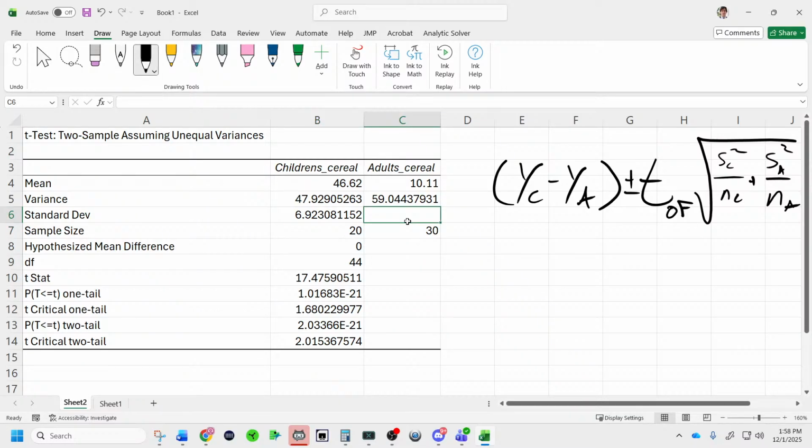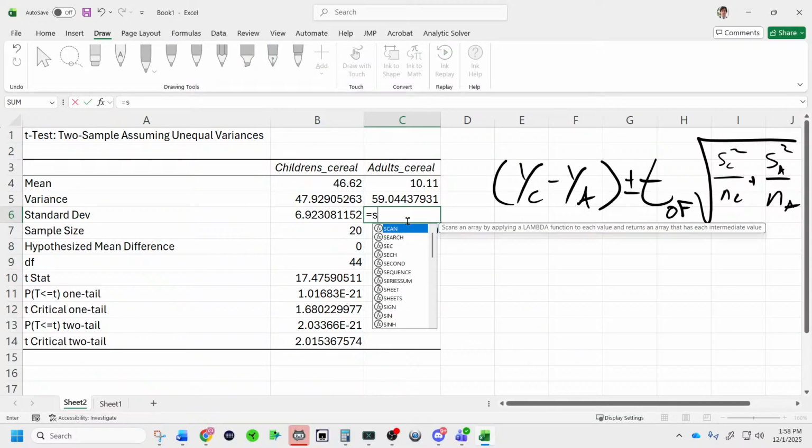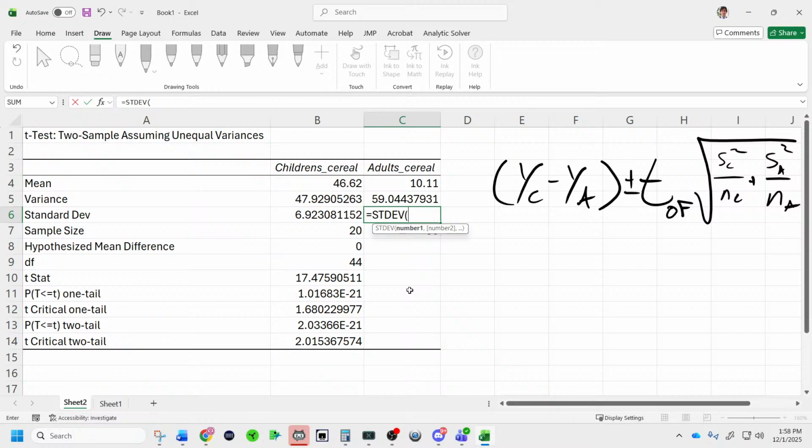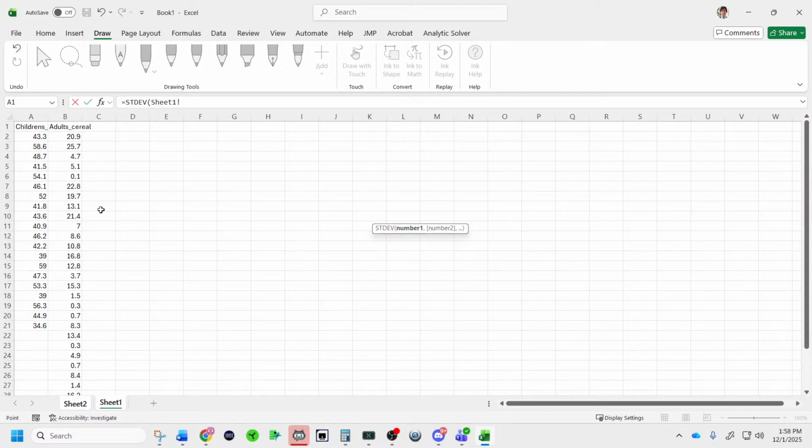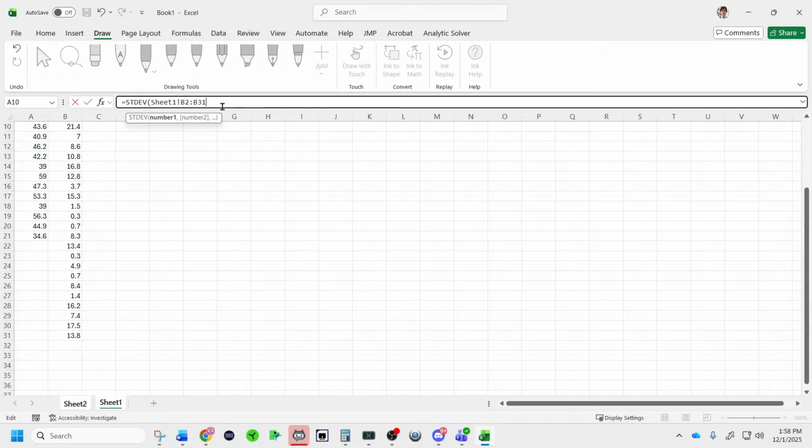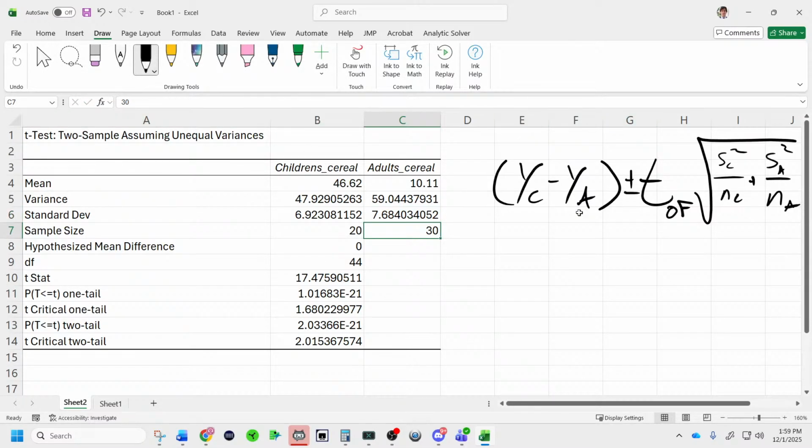And then we go over here and we type equals standard deviation, and we're going to go back and get the data for the adults. We click adults right there, and we scroll down, we hold shift, and then we close the formula. And there's the standard deviation for the adults.